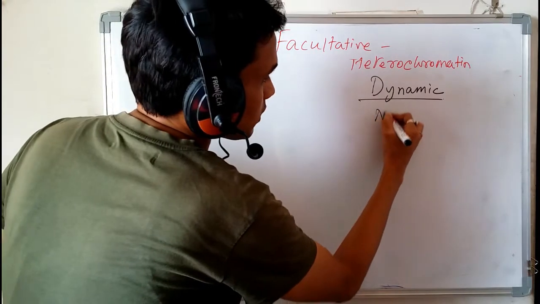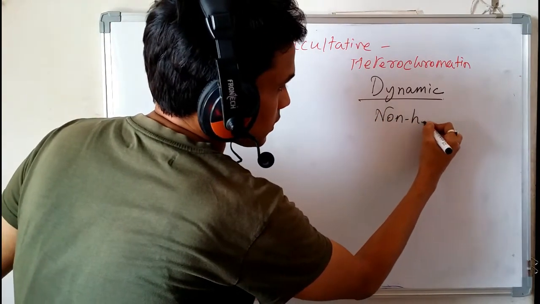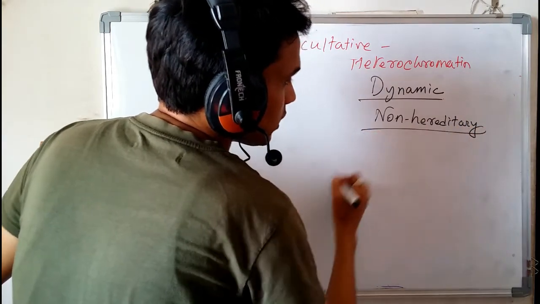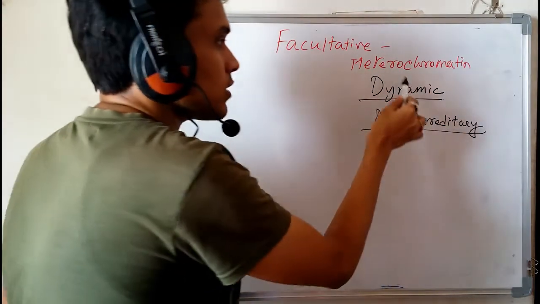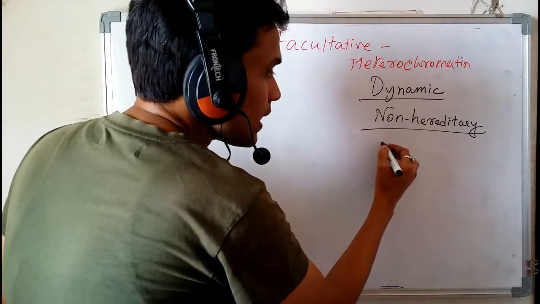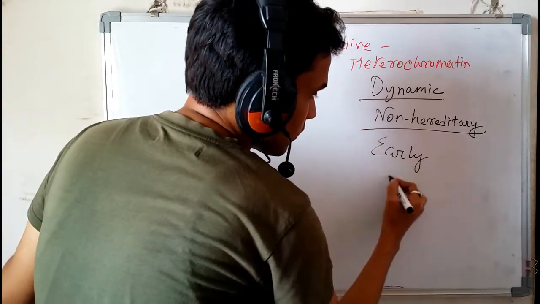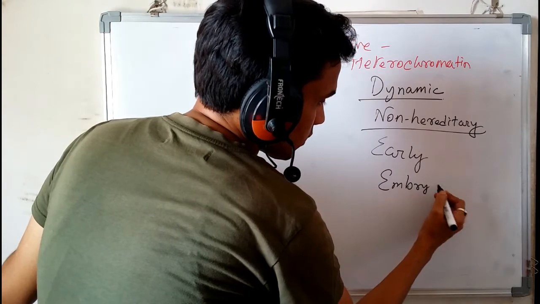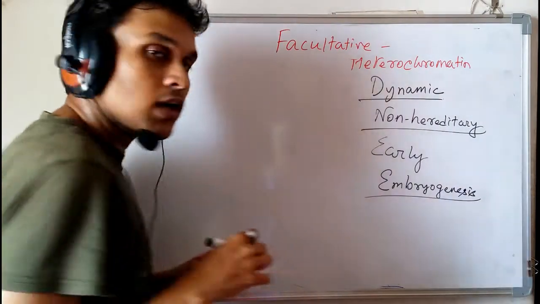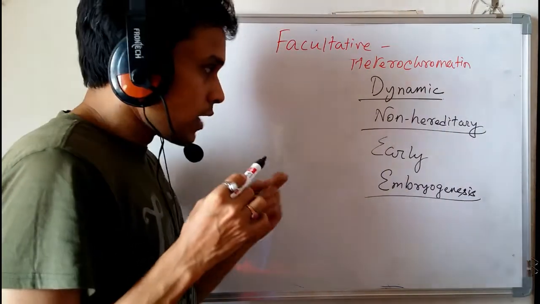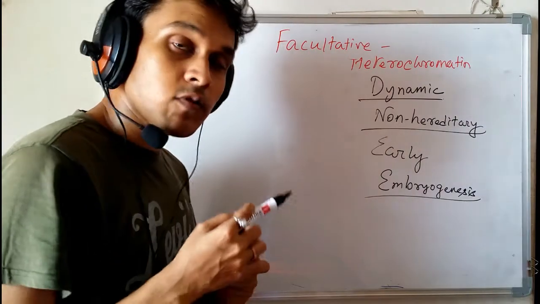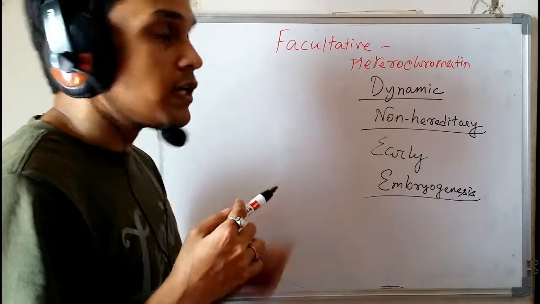Also, you need to remember this is non-genic, non-hereditary. Non-hereditary. What does that mean? That means you cannot get this heterochromatic region from your parents. During early embryogenesis, there are some cellular programs which decide which part will become heterochromatic, which part will become euchromatic and which part will become facultative heterochromatic.